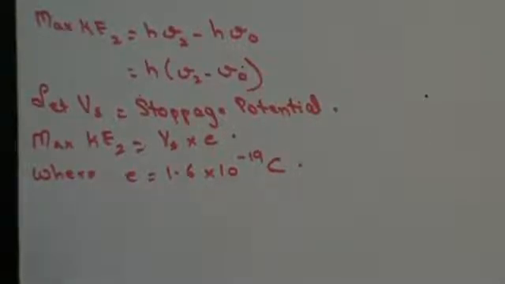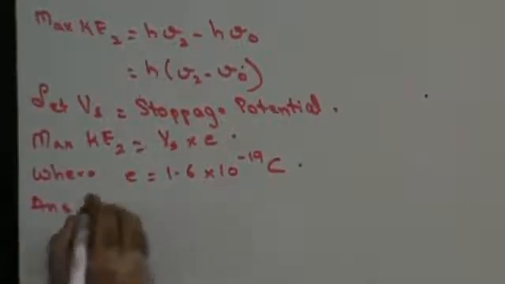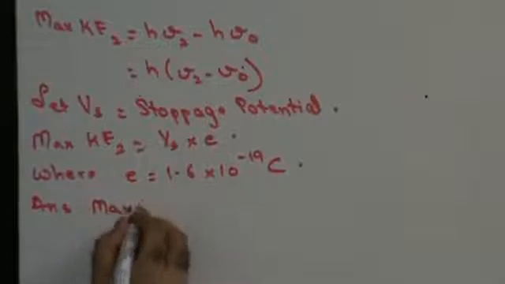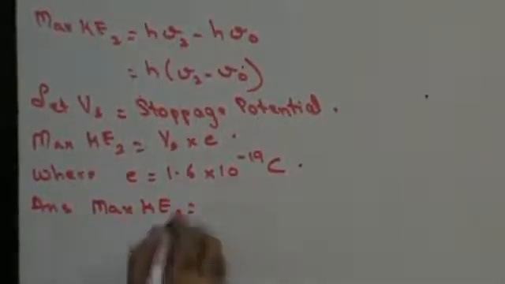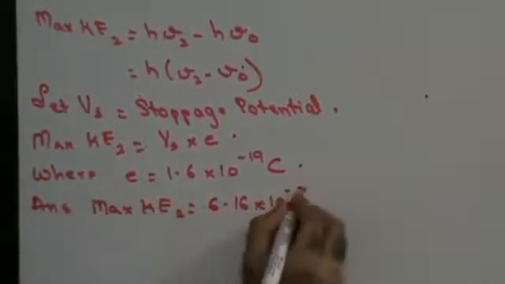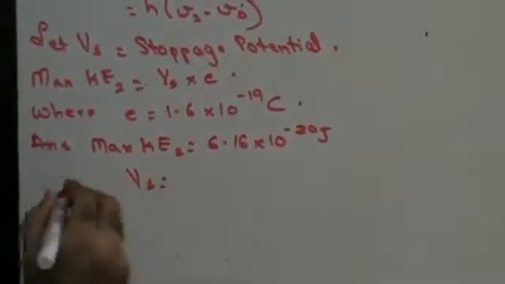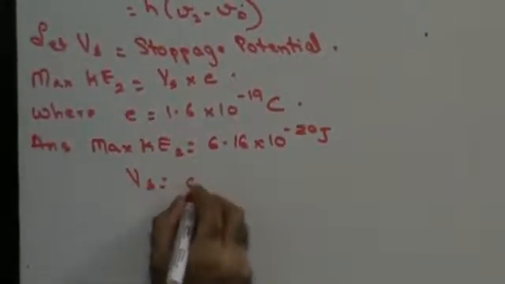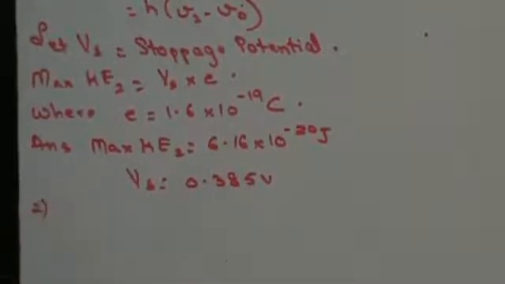Fine, do you get this thing here? The answer for this sum is max KE2 is going to be 6.16 into 10 raised to minus 20 joules, and stoppage potential should be 0.385 volts. Next, take on next one please.